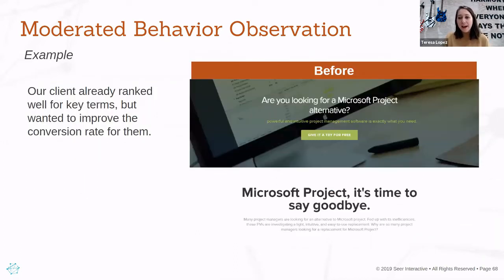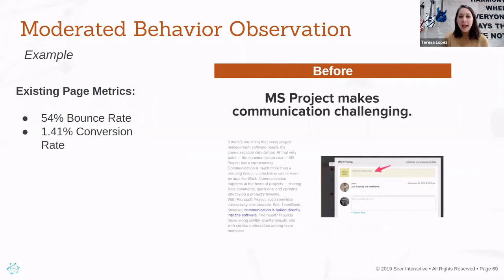So here's an example that we have for a client. This is looking at an existing page they had. So this is from the SEO side, but the example still stands. The client already ranked well for some of these terms for a page about project management alternative to Microsoft Project. And if you look at the existing page metrics, it's a 54% bounce rate, which isn't great for this type of page for them, and a 1.4% conversion rate, which is what they wanted to improve.